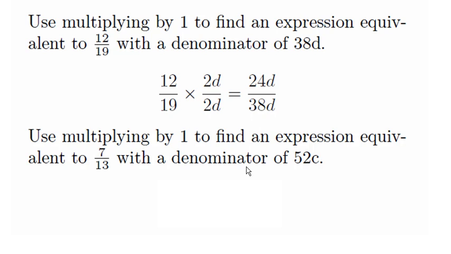Okay, now here's one for you to do. Go ahead and pause the video, see if you can do it. Okay, now you're back, you've paused, you've unpaused, you've worked the problem, and here's the answer. So here we would just multiply by 4c over 4c. You would get 28c over 52c.